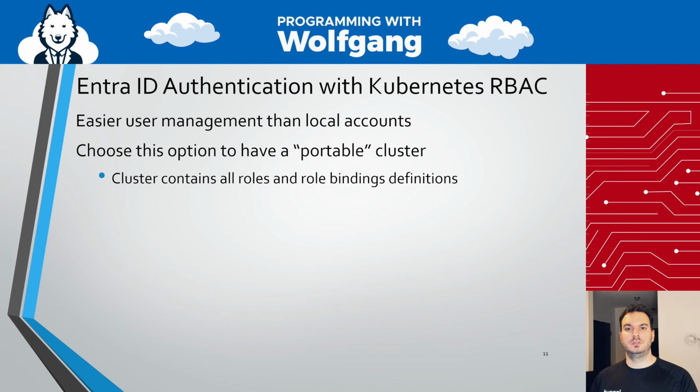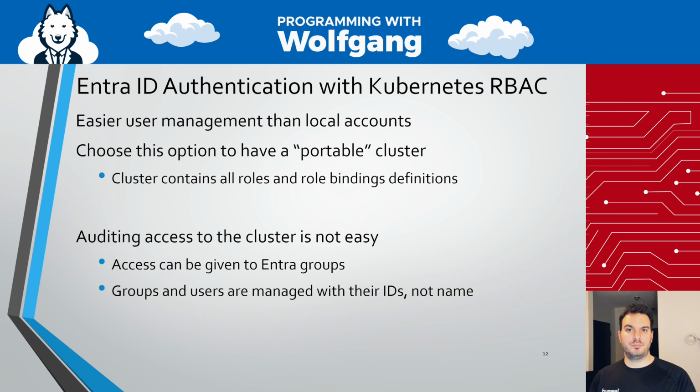The only recommended use case for this approach is if you want to have a portable cluster. This means you want to have all your role bindings inside the cluster, and even if they point to an Entra user or group, you can still port them somewhere else and then just update the ID of the role binding. I've never encountered this authentication method in a real world project, but we have the option to do this, and it's definitely more secure than the local accounts.